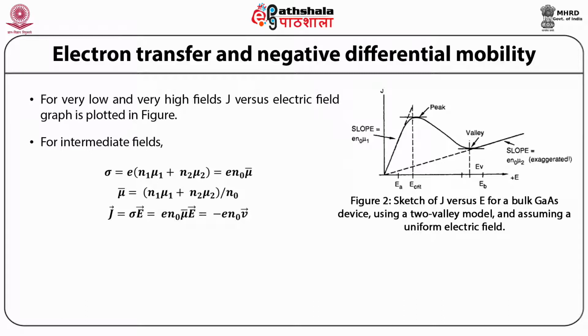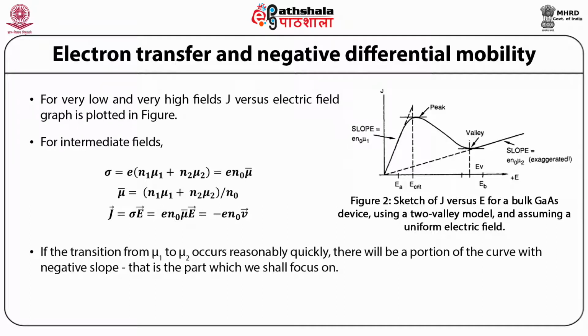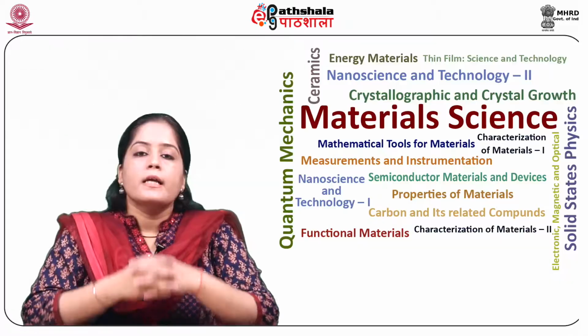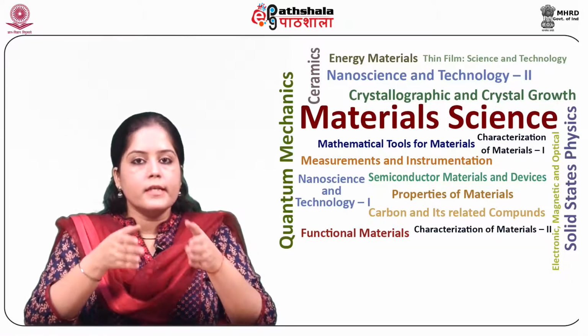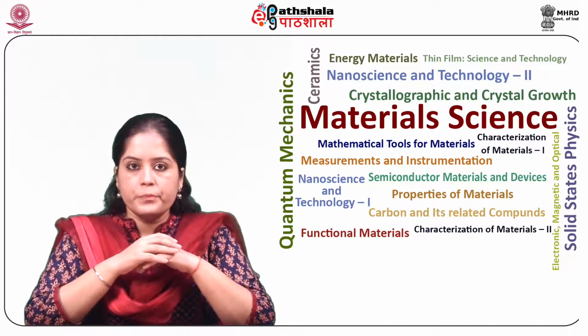So now if we guess the shape of the connecting part of the full curve, we arrive at something which is the same as shown in this figure. If the transition from mu1 to mu2 occurs reasonably quickly, there will be a portion of the curve with negative slope. That is the part where we shall focus. Calculation of the velocity versus field curve.